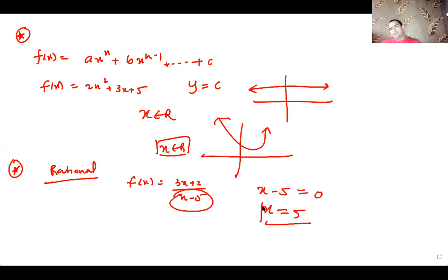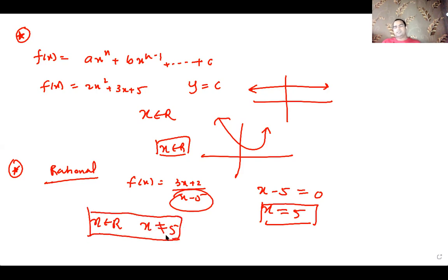When I equate the denominator to 0, I get the point where it is actually undefined. So x equals 5 is referred to as a vertical asymptote, where the function cannot have a finite y value. When x is 5, your function is undefined. At the rest of the points, your graph is defined. So x belongs to real numbers and x should not be 5, as simple as that. This will be the domain for this function.